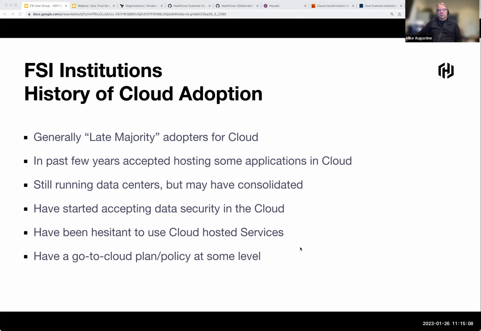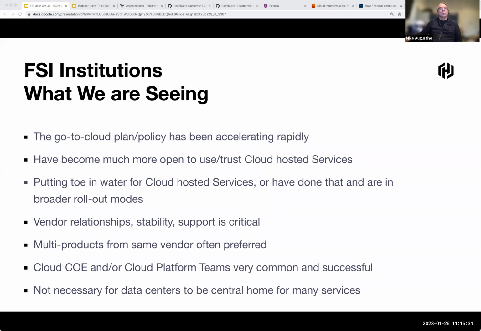Interestingly enough, there's been some hesitation to use cloud-hosted services, as far as actually letting things happen there, bringing things out of my data center, but that also has been changing. And now most financial services organizations have some form of a go-to-cloud plan or policy. What we are seeing is that go-to-cloud plan or policy is accelerating rapidly. Some organizations are going all in. Some are making movement to become cloud first, cloud only, and it is just going to continue to accelerate in that way.